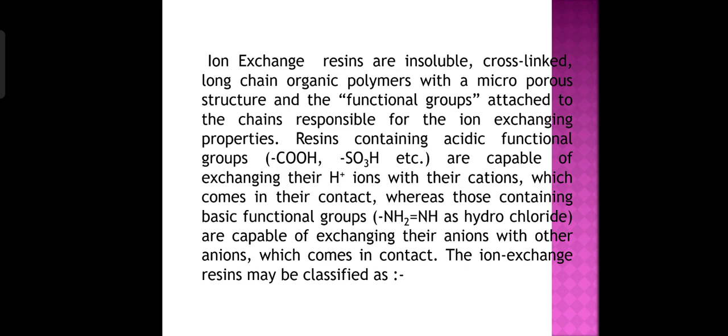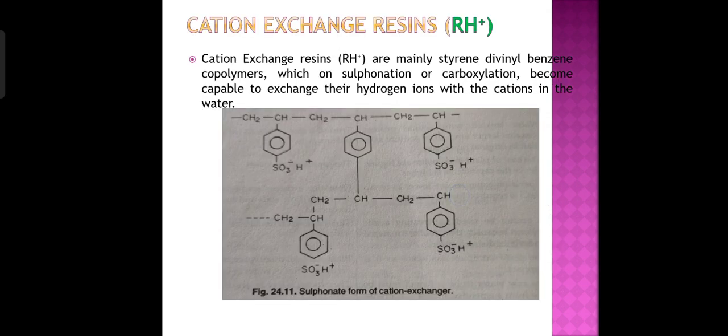come in contact with the water, whereas those containing basic functional groups, NH2, NH or hydrochloride, are capable of exchanging their anions with other ions which come in contact. So these are used in the anion exchanger. The ion exchange resins can be classified as cation exchange resins and anion exchange resins. There are two types of exchangers.